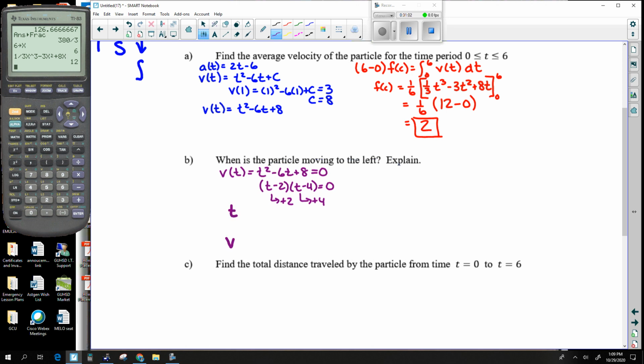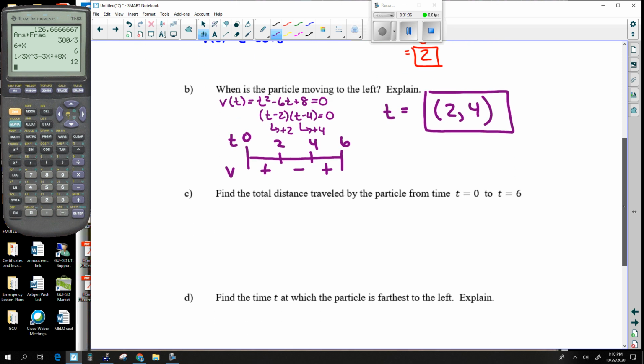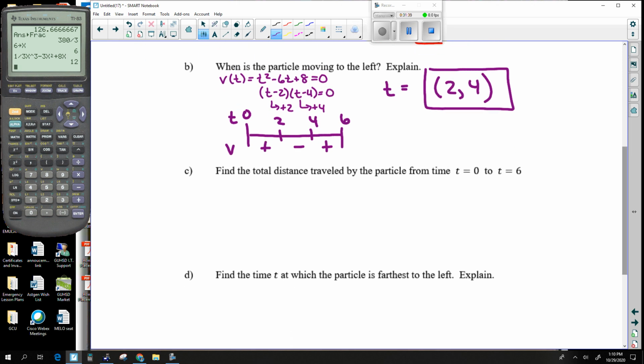So how does the time affect velocity? And again, we are on a time frame from 0 to 6. I have critical values of 2 and 4. So if I plug in a very, very small number, that answer is going to be positive, negative, positive. This is asking, when is this thing moving to the left? That would be when this is negative, and that would be time is from 2 to 4 seconds, or whatever the unit is. Okay, when velocity is less than 0.